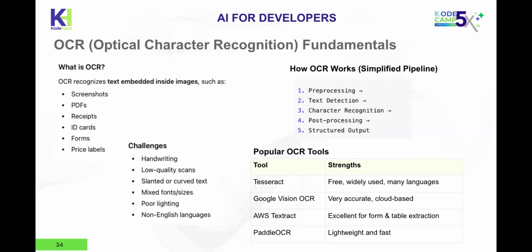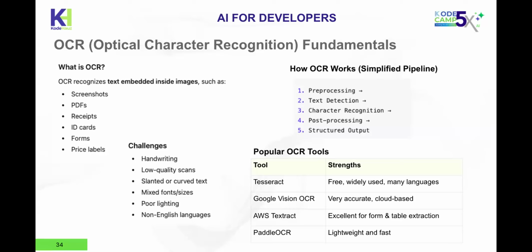The other challenge would be low quality scans, right? Scans that are not sharp. The other one will be slanted or curved text, which still points to handwriting, or maybe just text that is skewed because of how it was scanned or snapped. Then you have mixed fonts and font sizes, right, which could be a problem. You have poor lighting, and then you have, of course, non-English languages. So these are some of the challenges depending on how the OCR is developed.